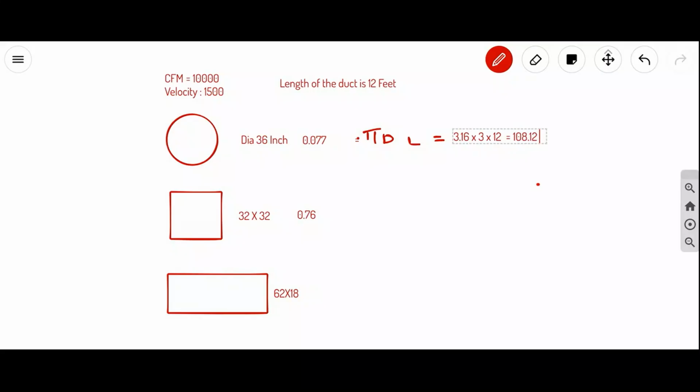108.12. No, sir, just calculate with the calculator. 113.76. Surface area of a rectangle, the perimeter is 2 into width plus height into length.